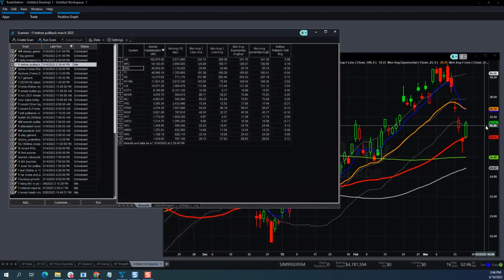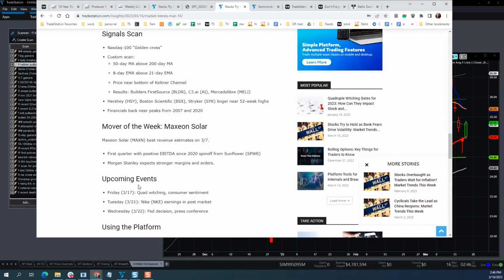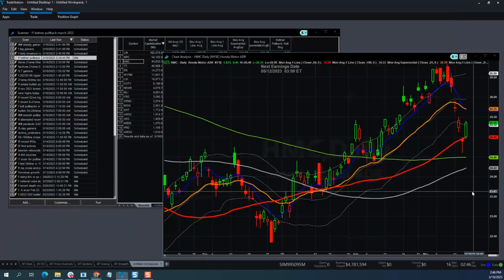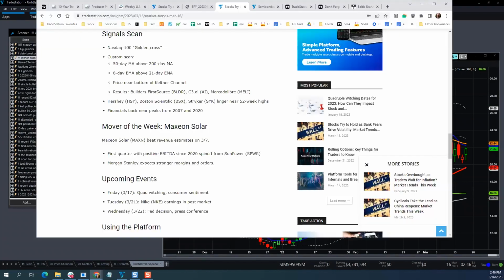Let me get back to my rundown here. All right. So every week I try and look at a stock that is doing something interesting. It's not necessarily something that wants to be followed. In fact, if I remember correctly, AI was one that I had talked about recently, I think as one of our movies of the week earlier. So anyway, this one is interesting now, MAXN.